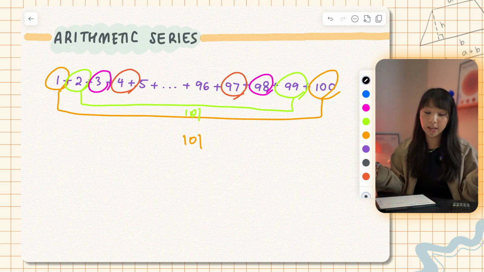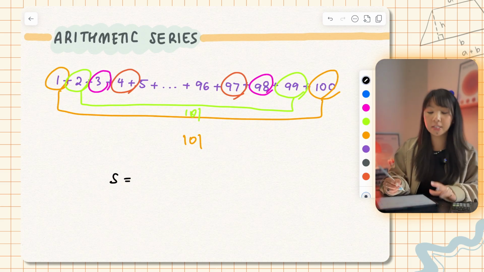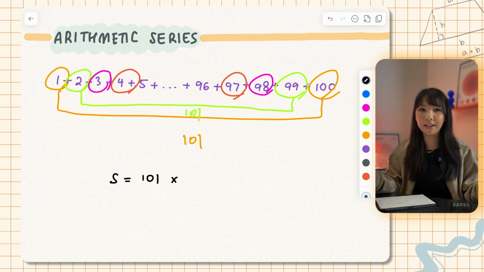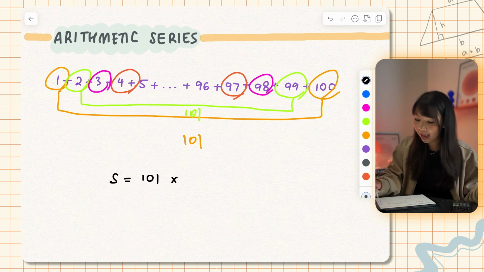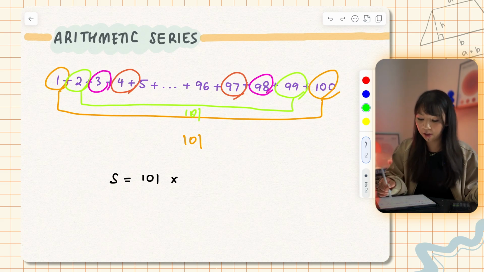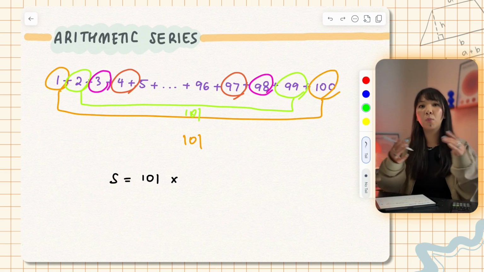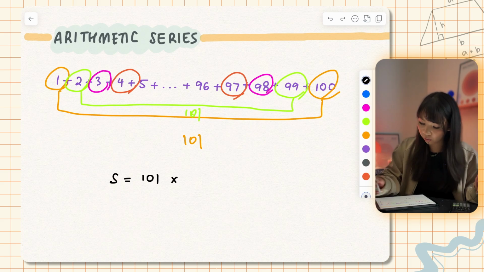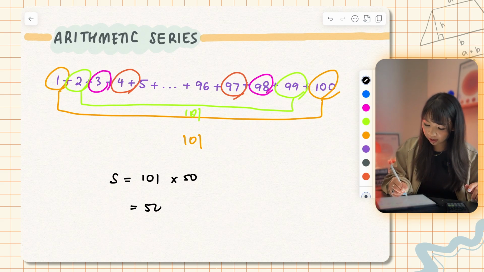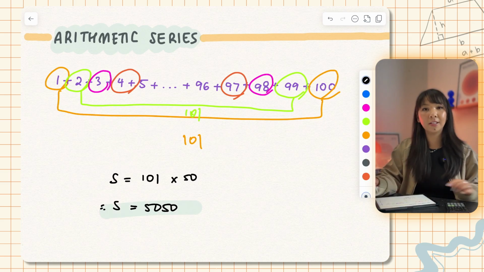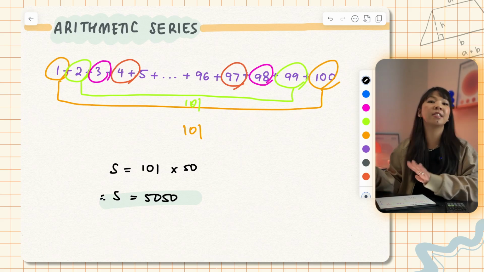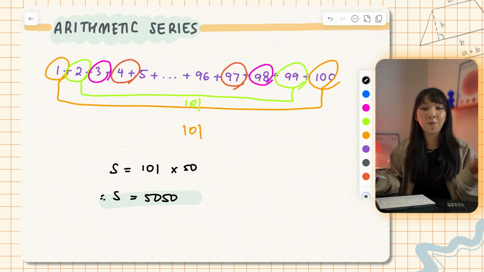So if I wanted to figure out how to quickly add this up, I would say that the sum is going to be 101 multiplied by how many different pairs we have. And if you look at this very simple sequence, you're going to notice that we have 100 terms, but that means if we pair them up, we're going to have 50 pairs. So if we multiply by 50, we get 101 times 50 is 5,050. Lovely.